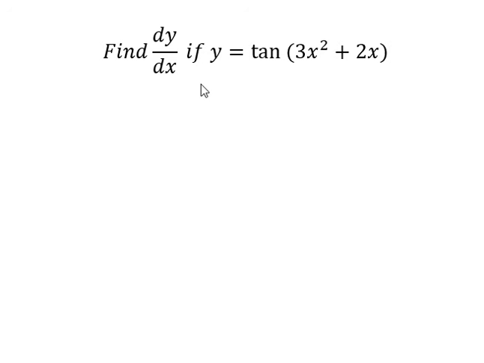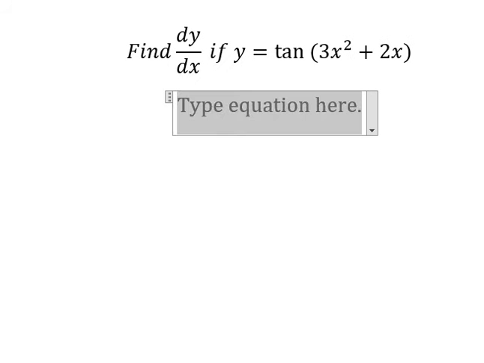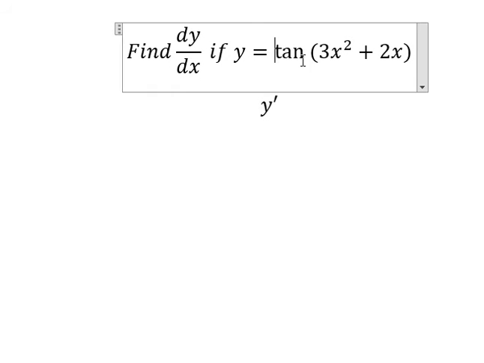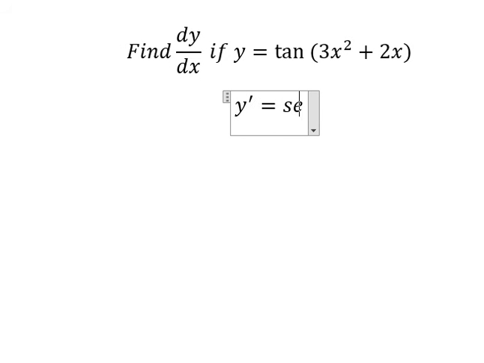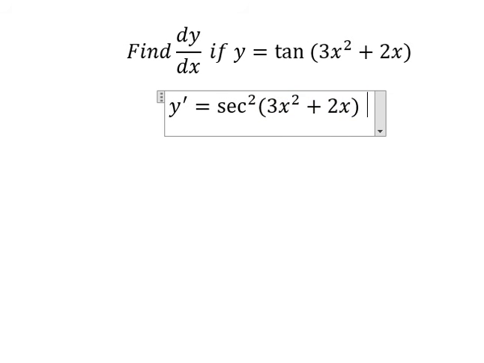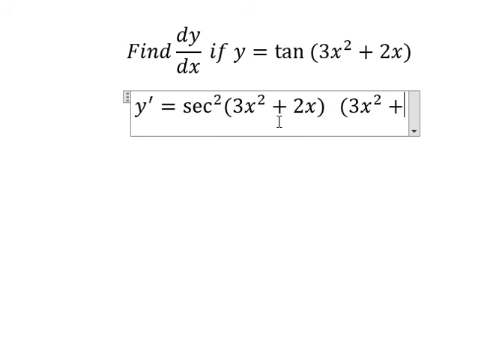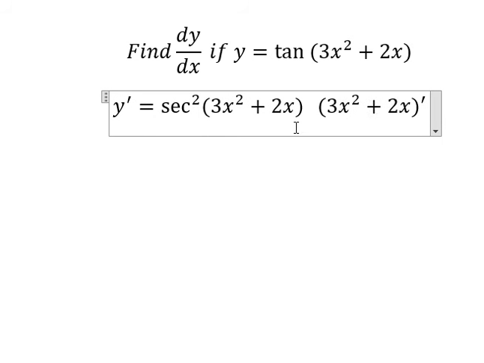The topic today is about first derivative. So now I will show you how to answer. If we do first derivative of tan(3x squared plus 2x), you get secant squared of 3x squared plus 2x. Later, we do first derivative of 3x squared plus 2x. This is about the chain rule in here.